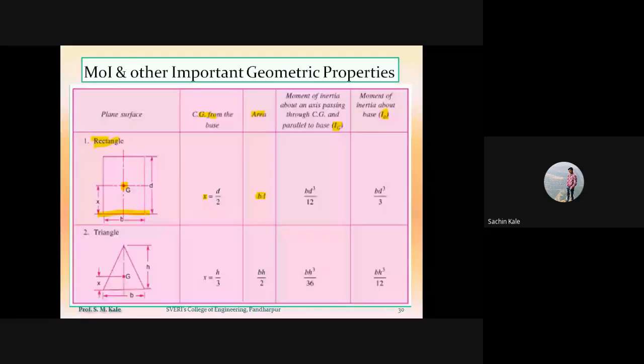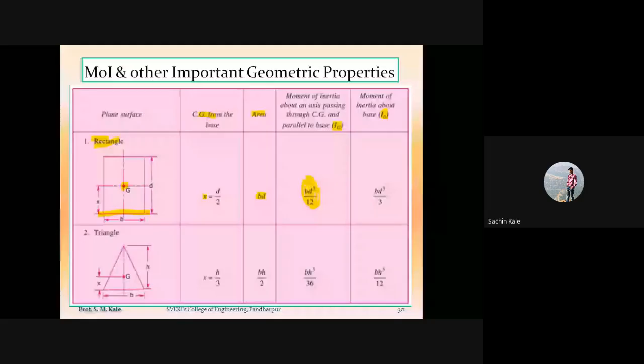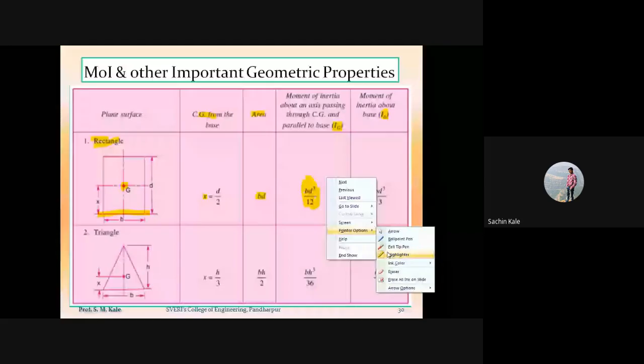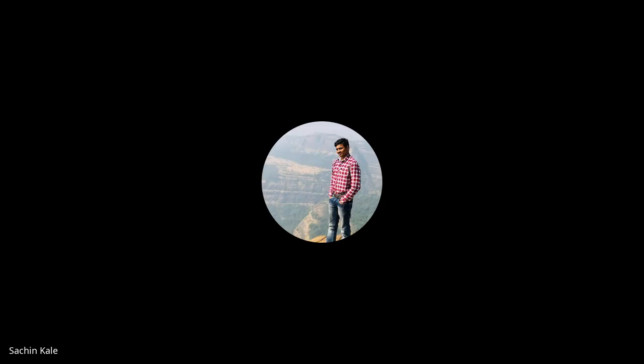Then for finding out the value of Ig, the formula is nothing but BD cube upon 12. And one thing you have to keep in mind, that while taking the BD cube, most of the time in the problem they will not mention what is the value of B and what is the value of D. They will only mention that there is one rectangle which is having one side as, suppose, 2 meter and another side as 3 meter. So there, which value are you going to consider as B and which value as D?